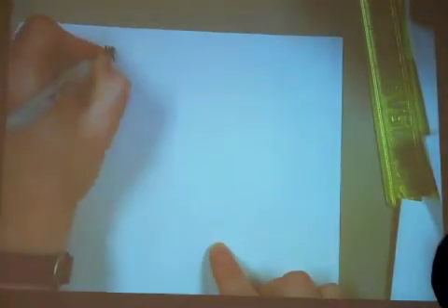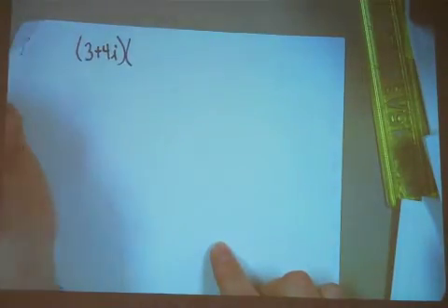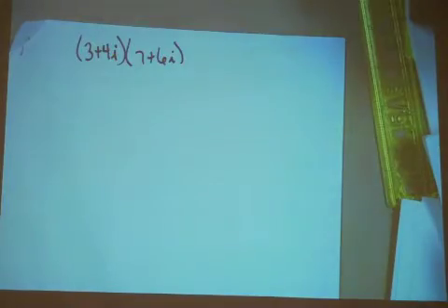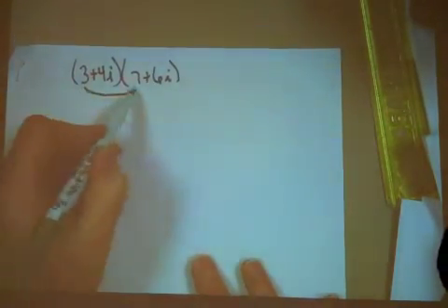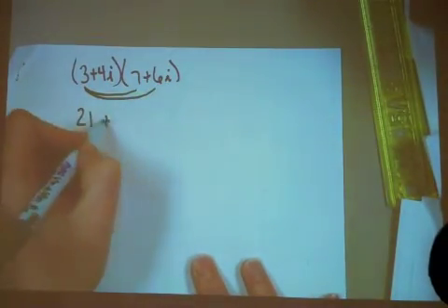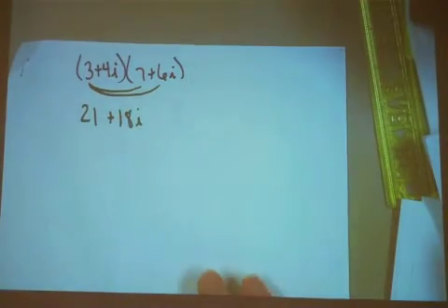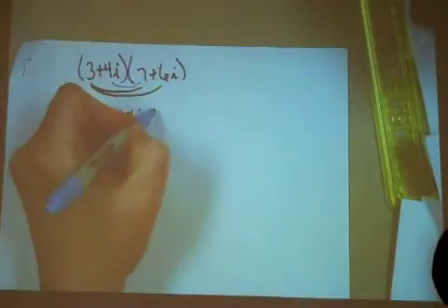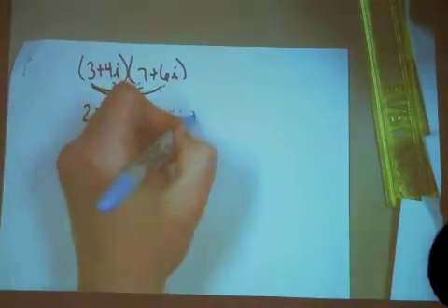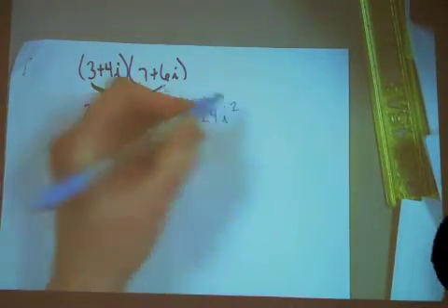Let's look at another type of problem. Let's take the same two quantities we've been working with, 3 plus 4i and 7 plus 6i, and this time let's multiply them. I'm going to show the traditional FOIL or rainbow method. So 3 times 7 is 21, 3 times 6i will be 18i. Now I'm going to work with the second part. 4i multiplied by 7 is 28i, and 4i times 6i will give me 24i squared.